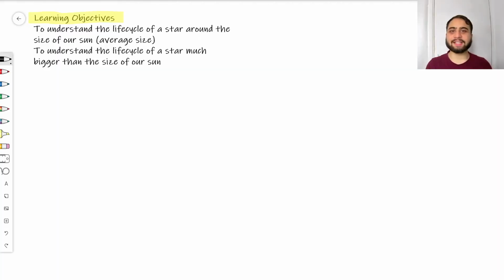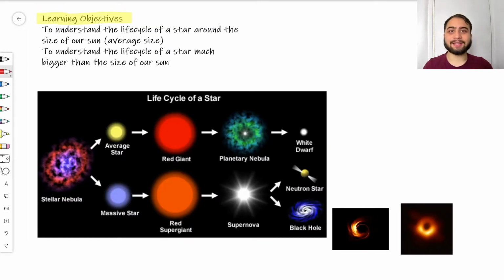My name is Minam and today we're going to be looking at the life cycle of a star. Now this is actually my favourite topic in physics, so some of our learning objectives include to understand the life cycle of a star around the size of our sun, so a sort of average star, and to understand the life cycle of a star much bigger than our sun. Now let's get started with the life cycle of a star.